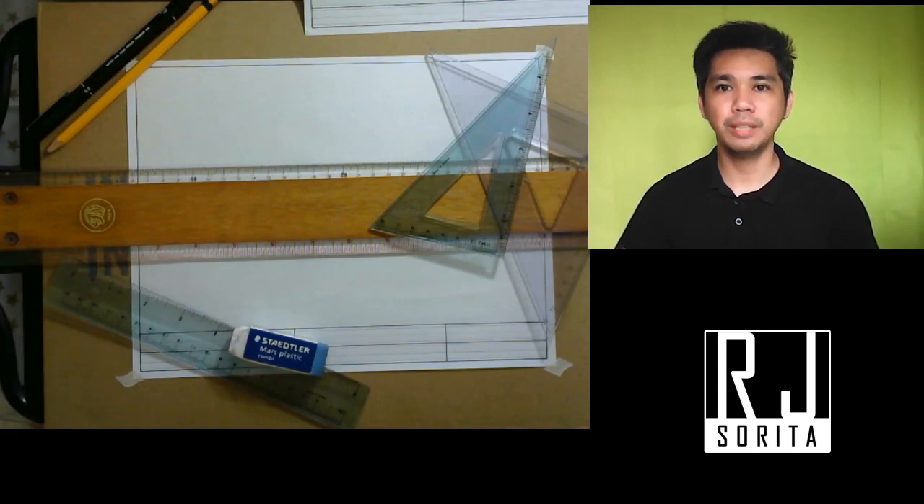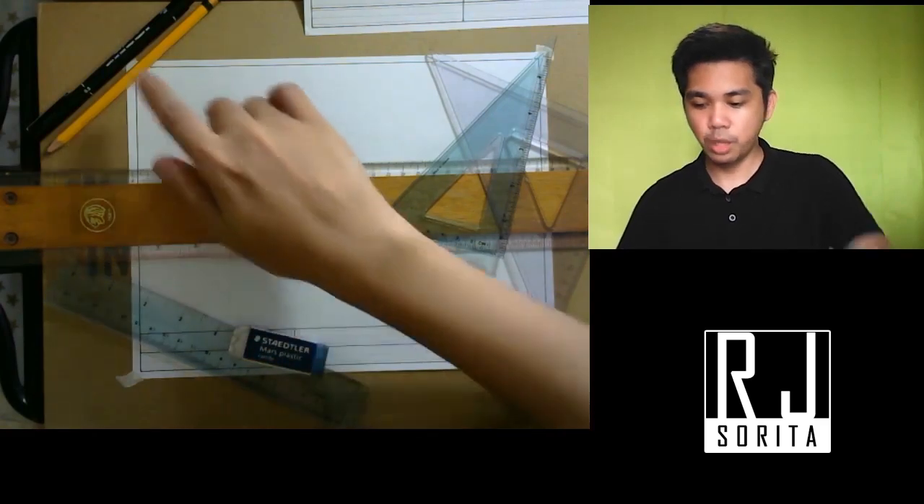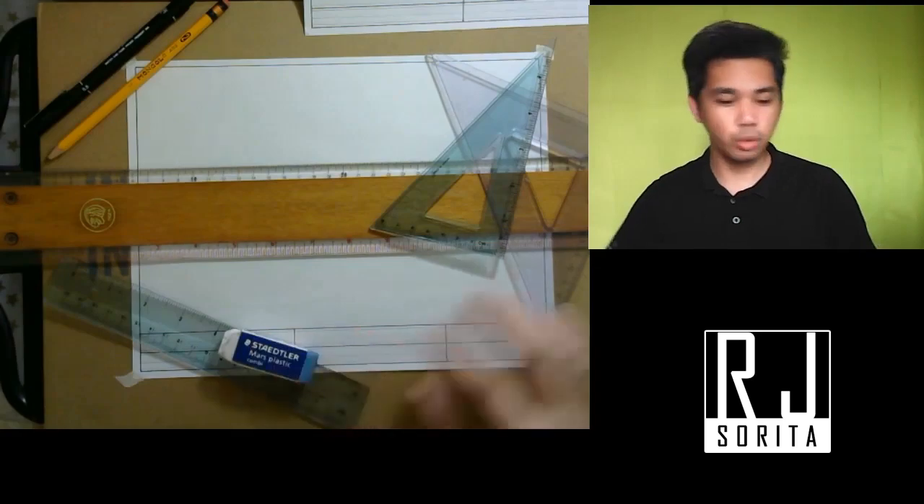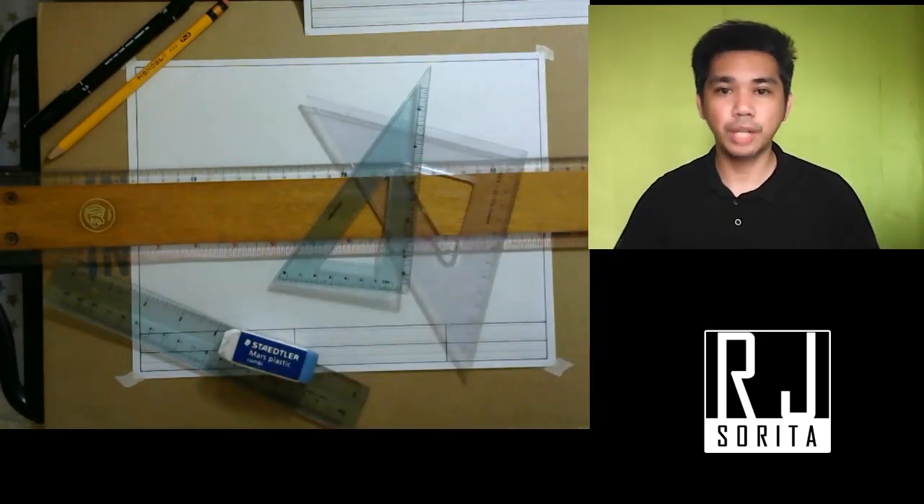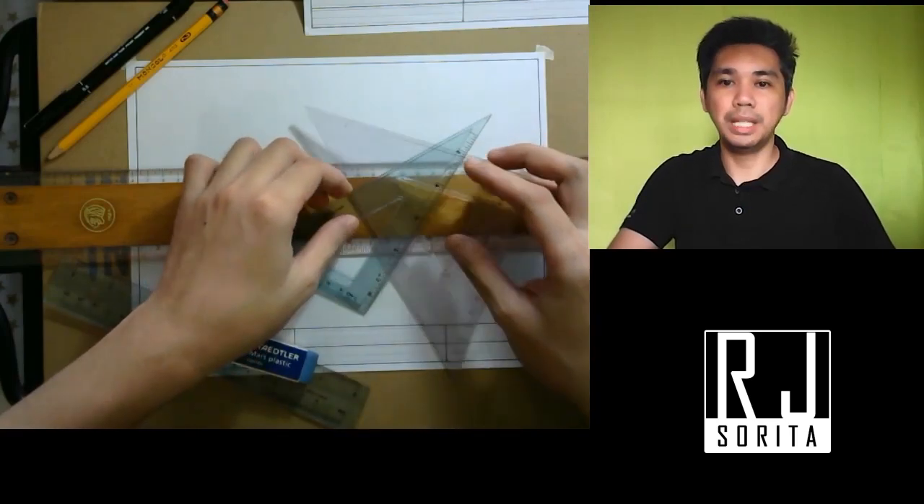So, what do we need for today? We need your drawing paper, a T-square, your pencil, your technical pen, an eraser, a ruler, and we need one triangle. Later on, you will know which of the two you will be needing.